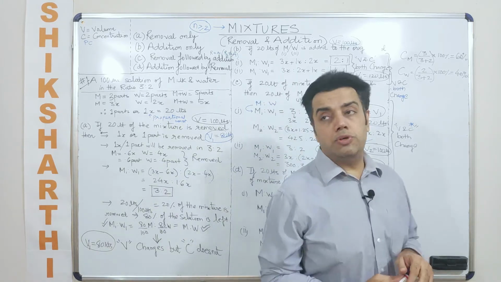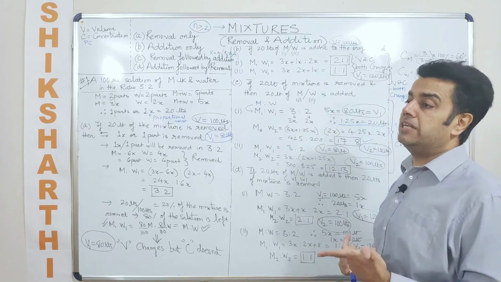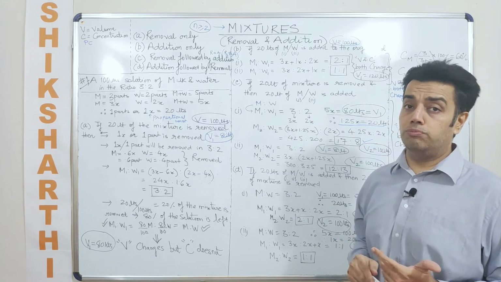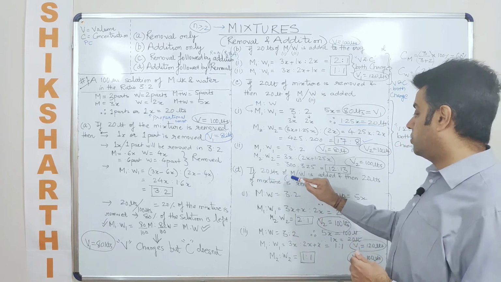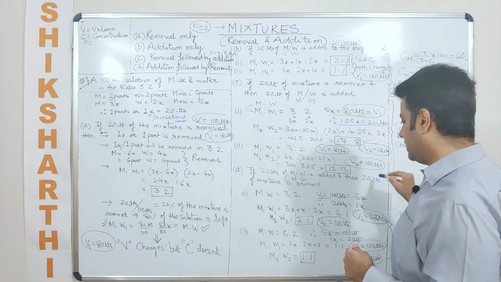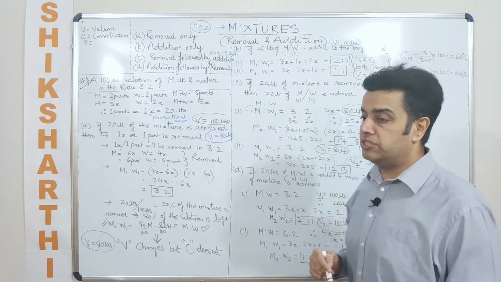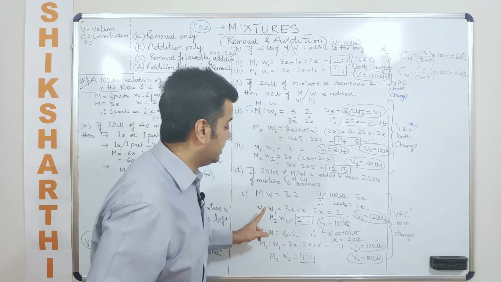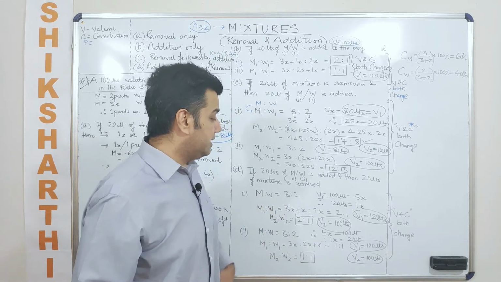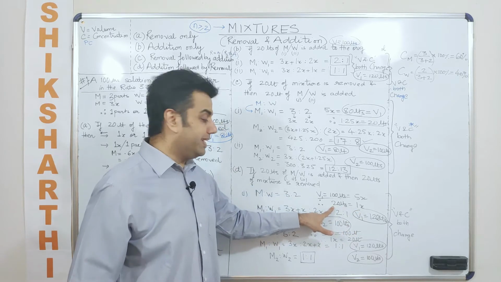So in the final case, what are we doing? We are first adding and then we are removing. And we know that addition changes the concentration and the volume both. So if 20 liters of the mixture of milk and water is added and then 20 liters of the mixture is removed, we know that M/W originally was 3:2. Now the first operation here is adding, and the proportional constant is 1x, which is equal to 20 liters.